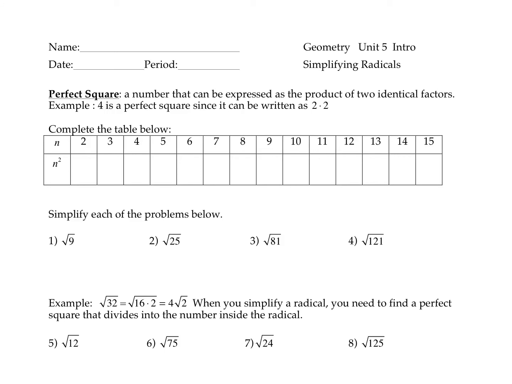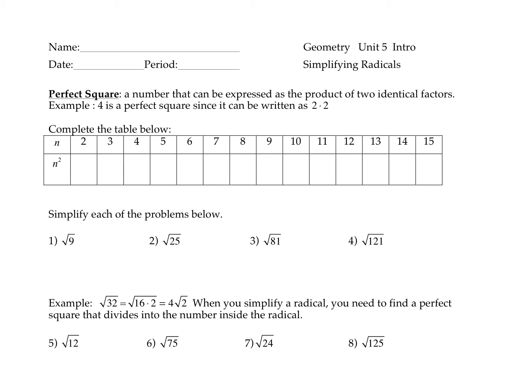Hi everyone, in our lesson today we'll do an introduction to simplifying radicals. First, a perfect square is a number that can be expressed as the product of two identical factors. For example, 4 is a perfect square since it can be written as 2 times 2.